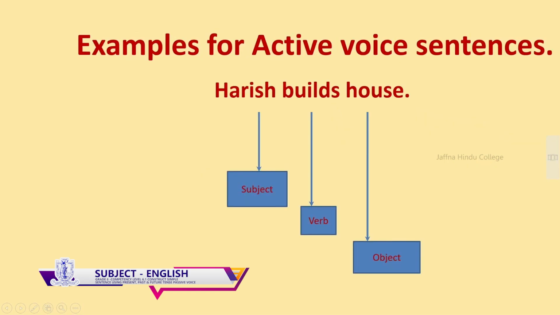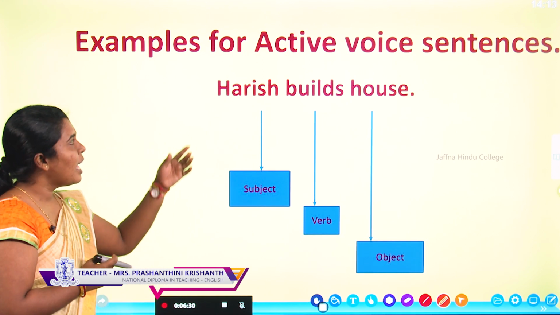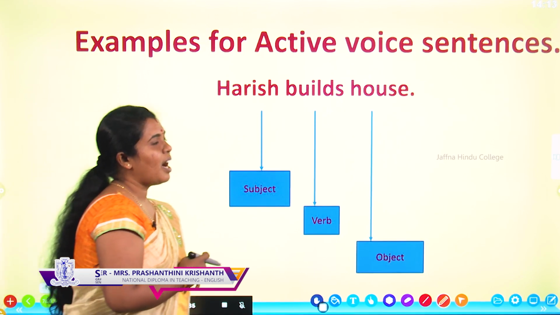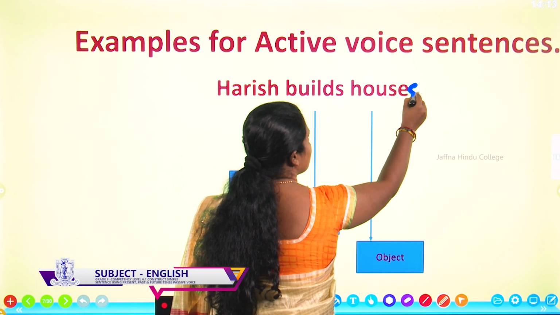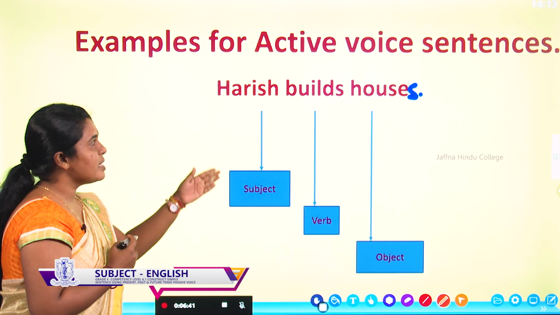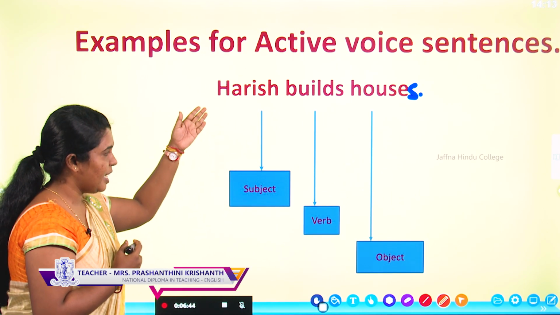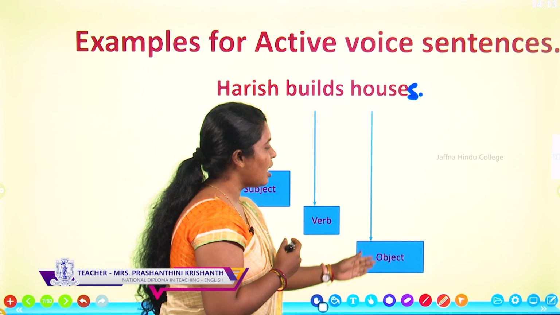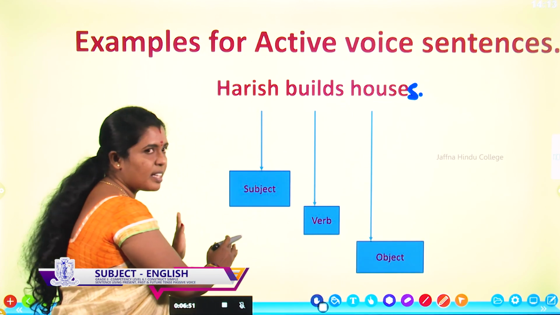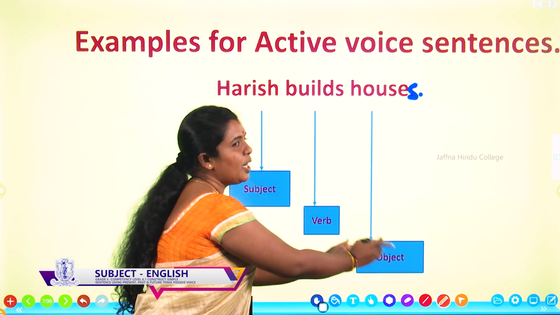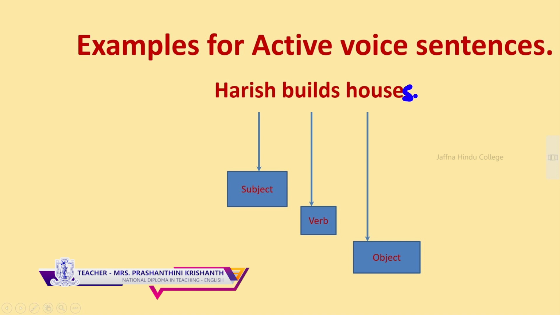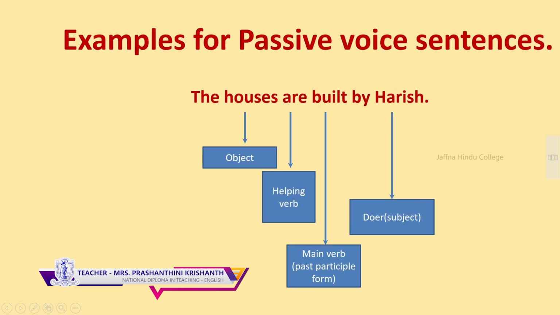Okay. So see the examples for active voice. The first example, Harish builds houses. What is the subject of this sentence? Harish. And the verb, builds. What is the object? Houses. So simply there is a subject and the verb, and the object is there. So this is called active voice sentence. Another example.